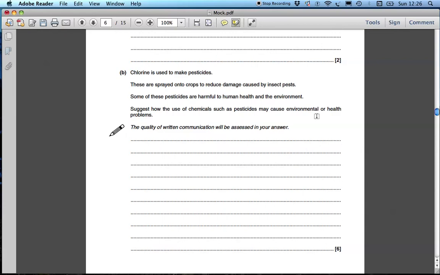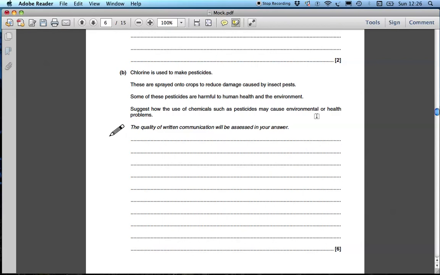But also they can bioaccumulate, so they can build up in the insects and then the animals that eat those insects, and eventually as we go up the food chain, we may be eating animals that have built up a large amount of pesticides in their bodies. We may also be eating crops that still have pesticides on them, and if those pesticides are toxic, then that can cause harm to human health.